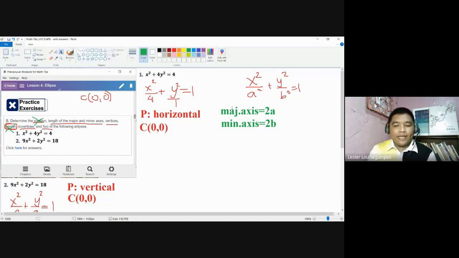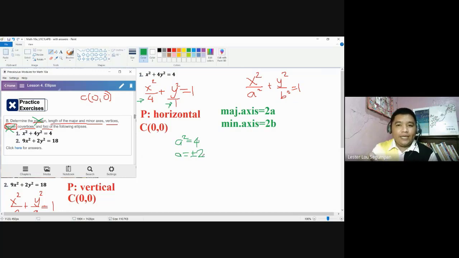But where do we get this a and b? It is actually given by the denominators here. For number 1, a squared is 4. So if a squared is equal to 4, take the root of both sides. A is equal to positive negative 2. You have two results since we are taking the root of a number.